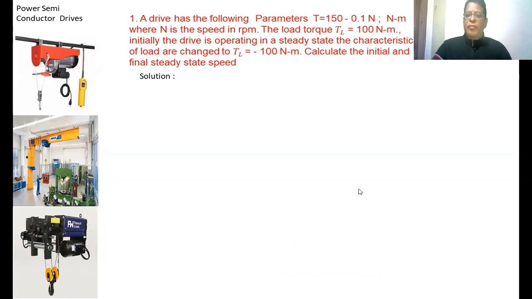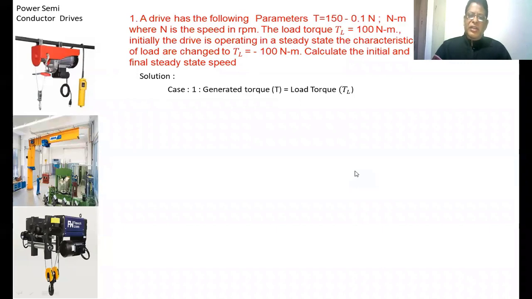The drive has the following parameters. The generator torque T equal to 150 minus 0.1 N Newton meter, where N is the speed in RPM. The load torque TL equal to 100 Newton meter. Initially, the drive is operated in a steady state. The characteristics of the load are changed to TL equal to minus 100 Newton meter. Calculate the initial and the final steady state speed.